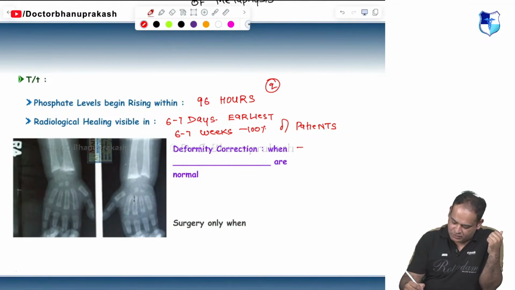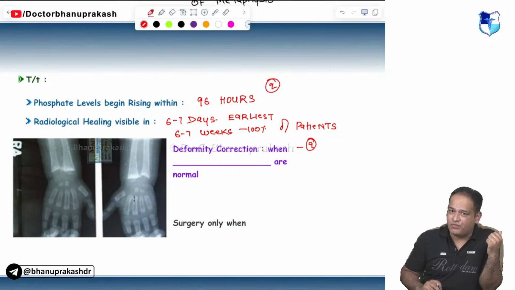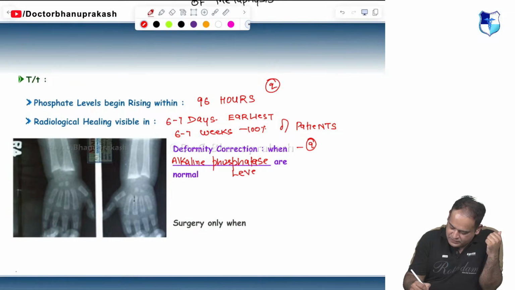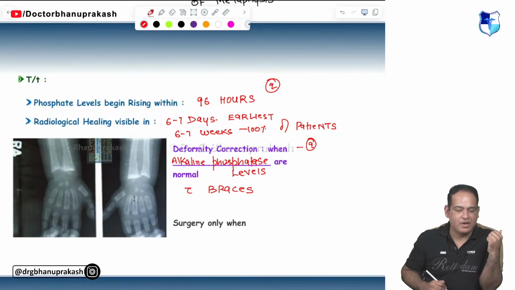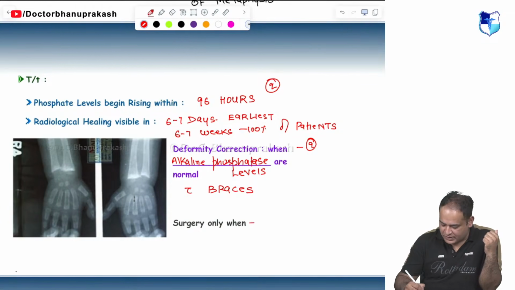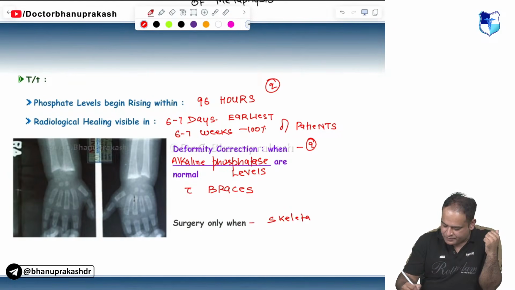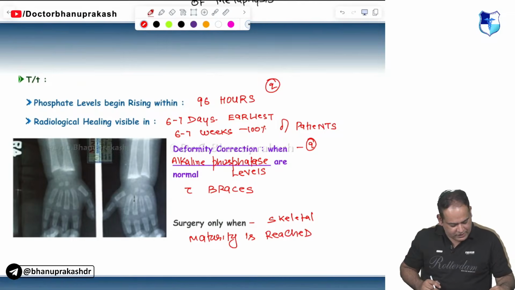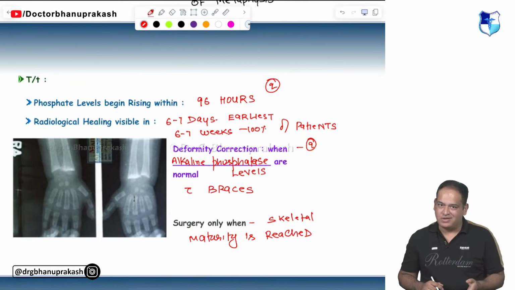Deformity correction. Now, this is a question which has been asked previously. Deformity correction is done when alkaline phosphatase levels are normal. Now, this deformity correction is done with braces. But if we have to do surgery, surgery will be done only when skeletal maturity is reached. Only then we will do the surgery.